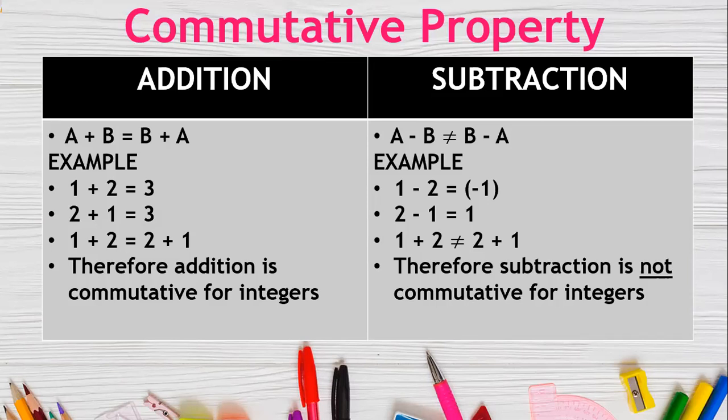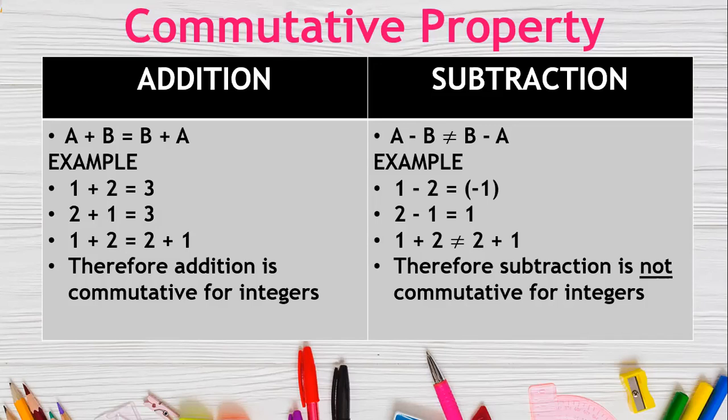Now, in the case of subtraction, a minus b is not equal to b minus a. Let us assume the same values for a and b. 1 minus 2 is equal to minus 1 is the LHS and 2 minus 1 is equal to 1 is the RHS. Minus 1 is not equal to 1. Therefore, subtraction is not commutative for integers.